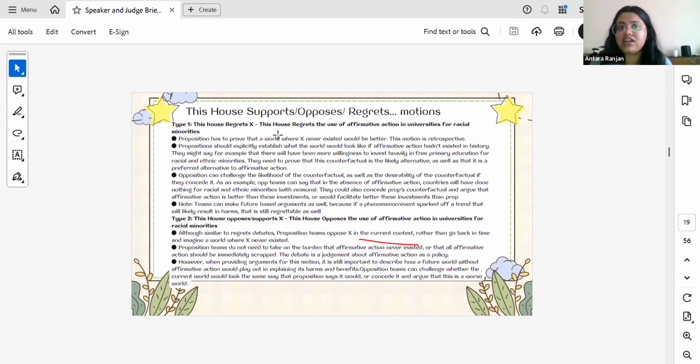Side proposition, side government has to tell us what a world where this house regrets reservations would look like. So the government has to tell us that a world where reservations never happened would be a better world. This house regrets personal cars. So government has to prove that a world where people only use public transport and didn't have personal cars is a world that would be better for everyone to live in.